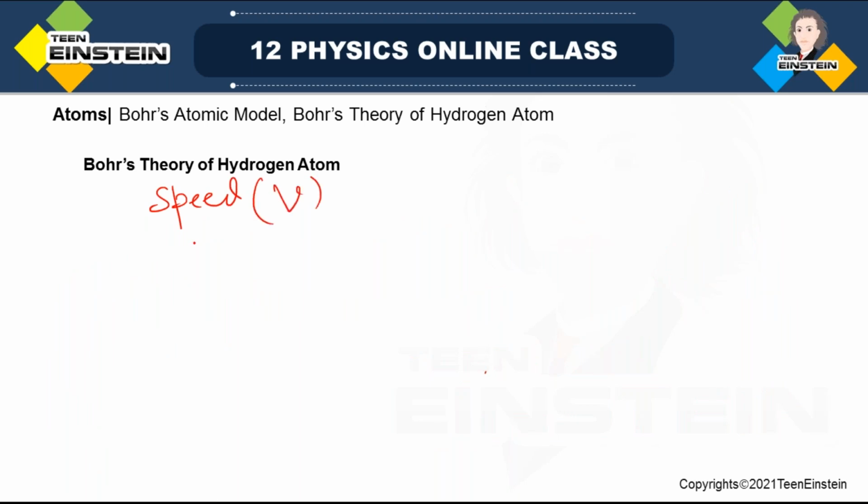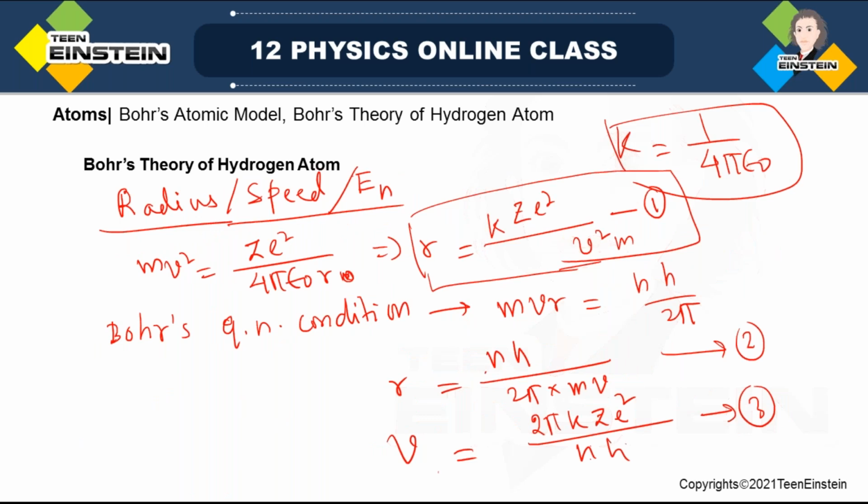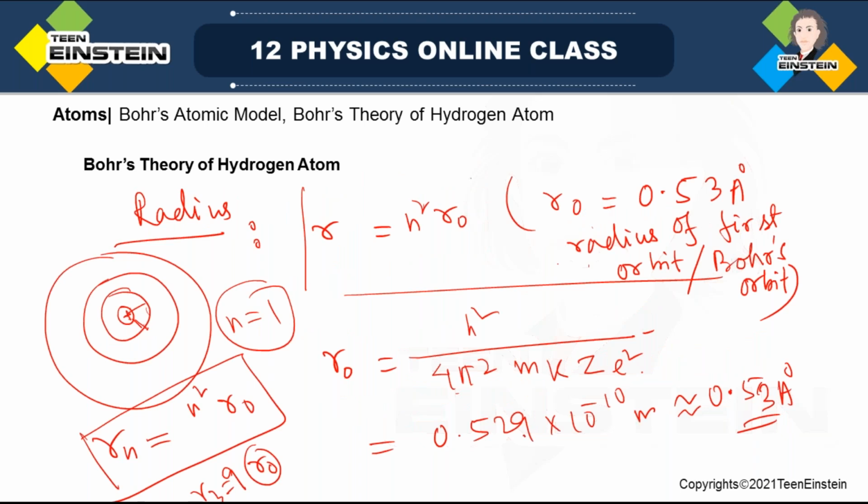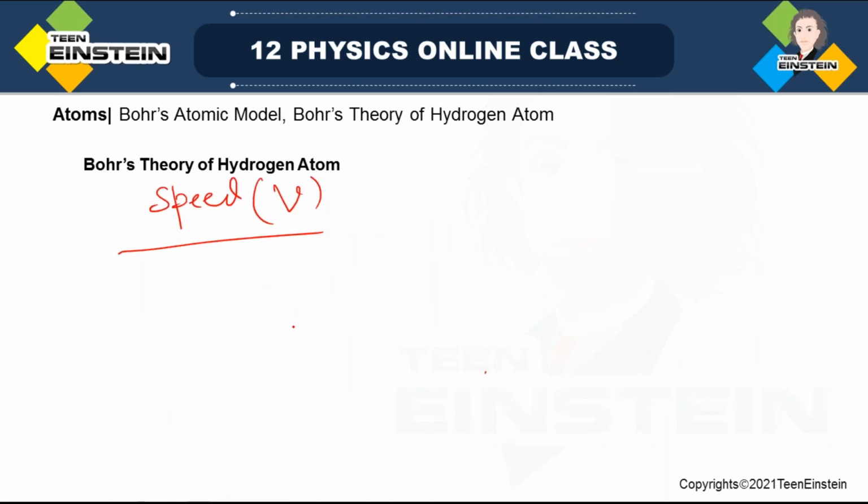We'll calculate speed. So we know from equation 3 the expression for v. If we take this equation 3, v = 2 pi k z e square by nh. We'll just do a little bit of simplification.